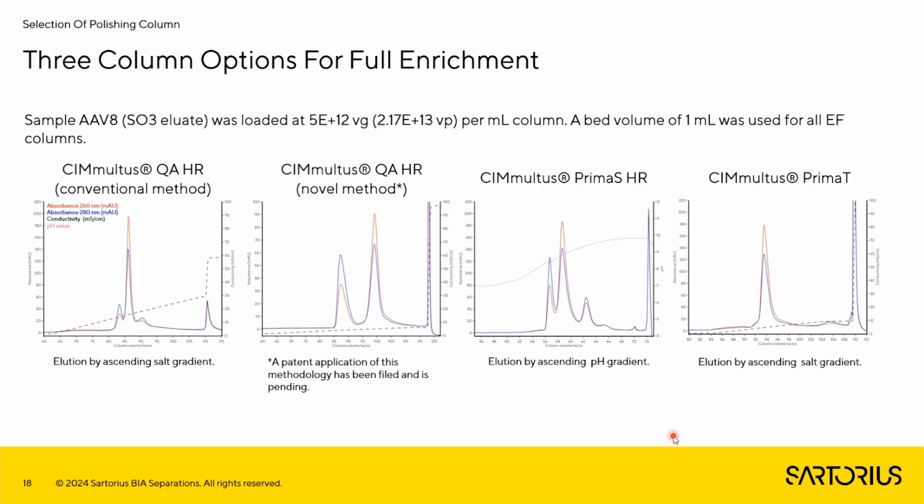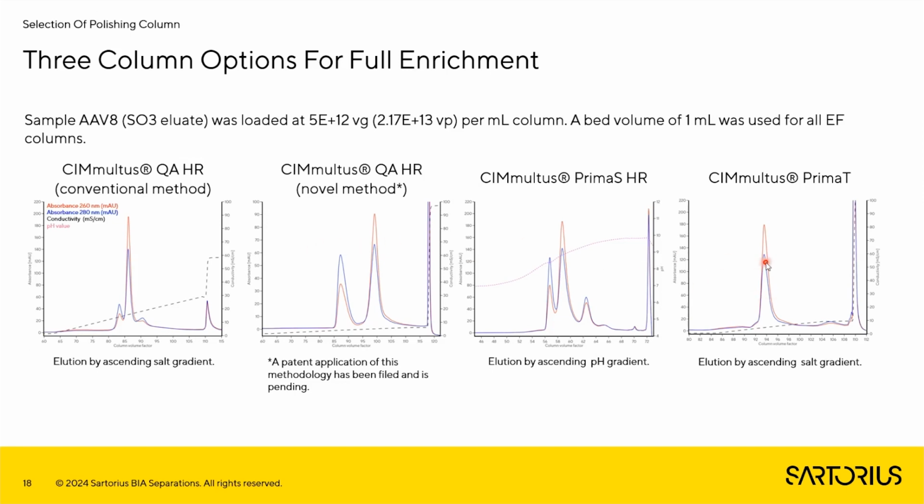How do they differ? The QA is a strong anion exchanger. Prima S and Prima T are both weak anion exchangers, with the difference that the Prima T also has metal chelating effects, so we can exploit those traits. But let's say the means of elution, how we get the elution from the column. For the QA, we use the ascending salt gradient. For the Prima S, we use the pH gradient. And for Prima T, we also use the ascending salt gradient. But the salt can vary.